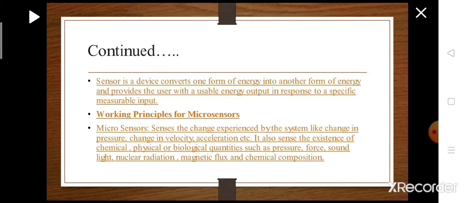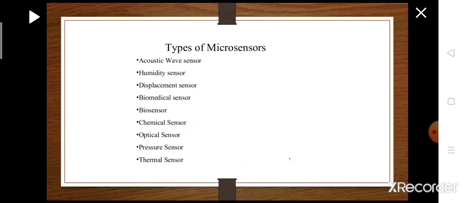Then next is the working principle of microsensors. A microsensor senses the changes experienced by the system, like change in pressure, change in velocity, acceleration, etc. It also senses the existence of chemical, physical or biological quantities such as pressure, force, sound, light, nuclear radiation, magnetic flux and chemical decomposition. Next, there are different types of microsensors. First one is the acoustic wave sensor, second is the humidity sensor, then the displacement sensor, biomedical sensor, biosensor, chemical sensor, optical sensor, pressure sensor, and the last one is the thermal sensor. These are the different types of microsensors.